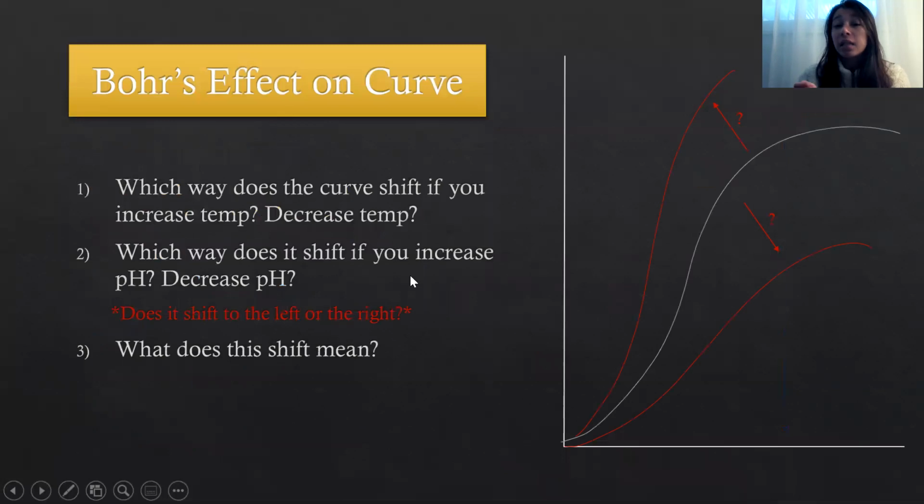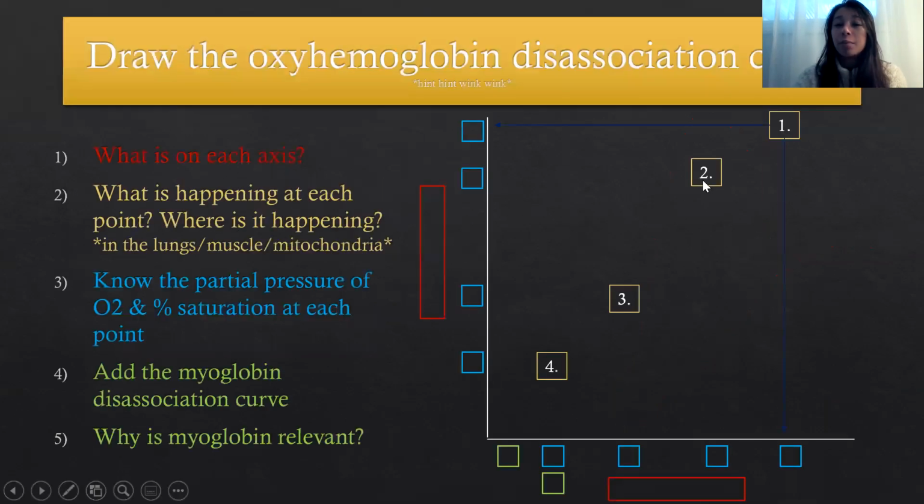And then probably the last important thing for that same curve: how does it shift when you increase or decrease temperature or pH? And what does this shift mean? So if we took this line and went back to this figure, if I drew this line here, how does that change the partial pressures? And how does that change the oxygen percentages? And can you tell me why?